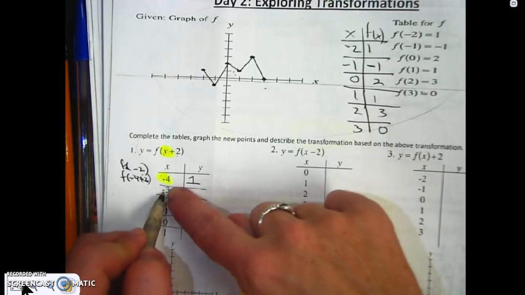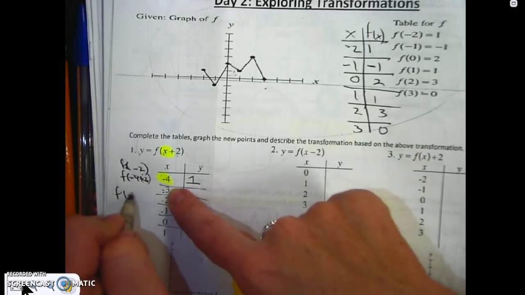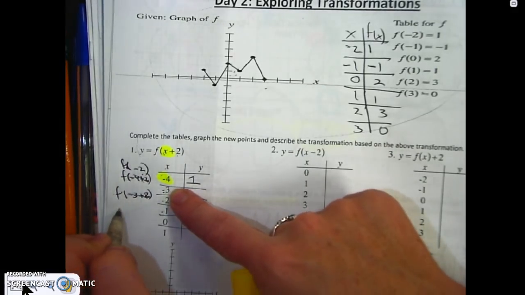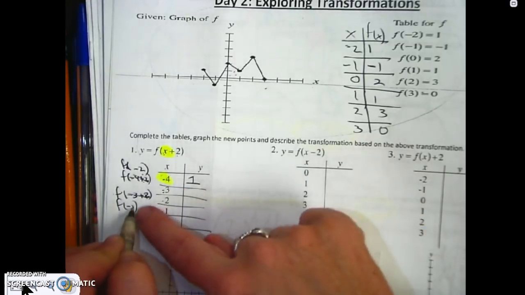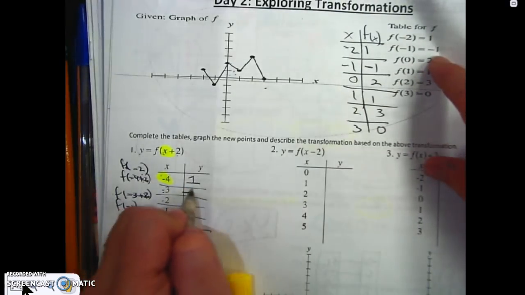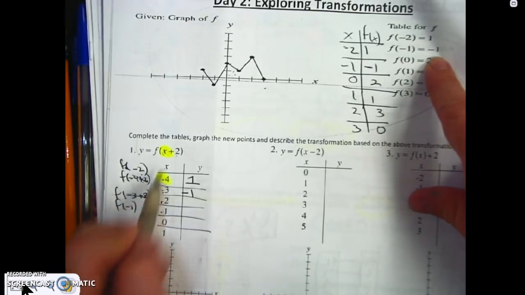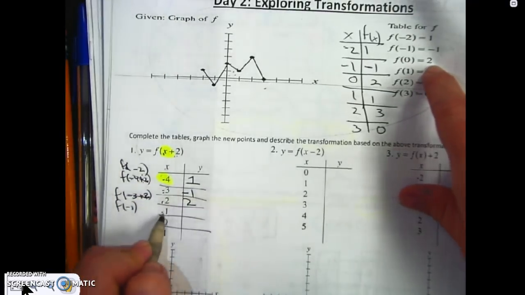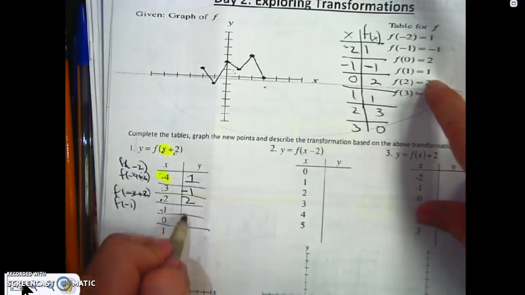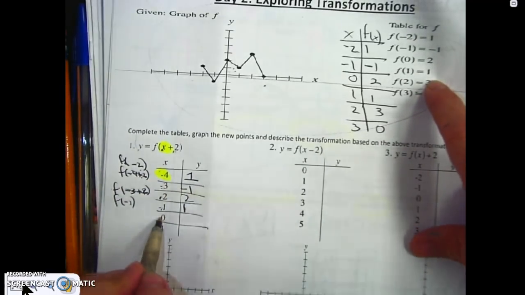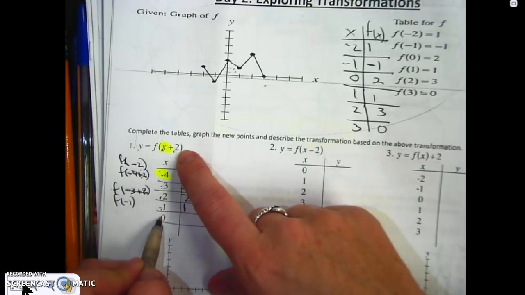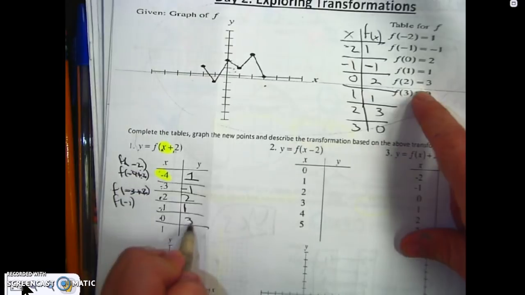So if I plug in f of negative 3, it's f of negative 3 plus 2. Negative 3 plus 2 is negative 1. So what's f of negative 1? Negative 1. That's the y value. Do the same thing. Negative 2 plus 2 is 0. The y value is 2. Negative 1 plus 2 is 1. The y value is 1. If I have 0, and I go 0 plus 2 is 2, and f of 2 is 3, and then 0.